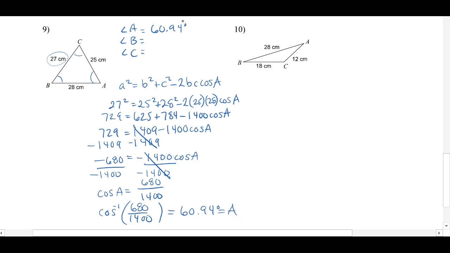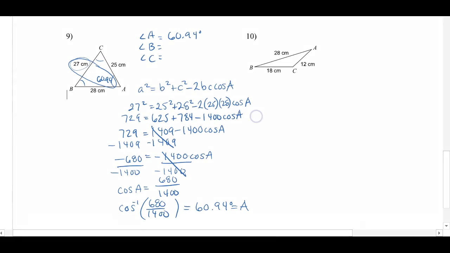Remember now, I have a pair. I've got 27 and 60.94. If that's the case, now I can use the law of sines. I'm going to look for another angle. So sine of, let's look for angle C, and its opposite side is 28, right here. Then we'll do sine of the angle we just found, 60.94, over its opposite side, 27.